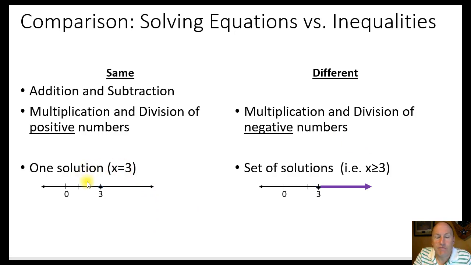The other difference winds up with the answers, and that is the solution. Typically in an equation, you're going to get one unique solution, typically, for linear equations. For a linear inequality, you will often get a set of solutions. For example, x greater than or equal to 3 means that any number that is greater than 3 or the number 3 itself would satisfy that inequality.